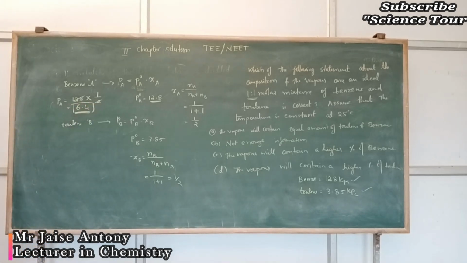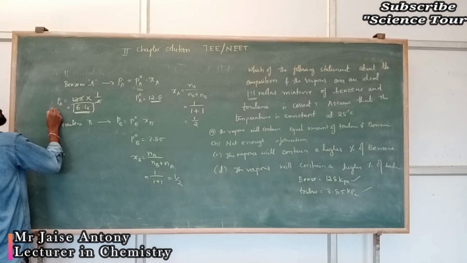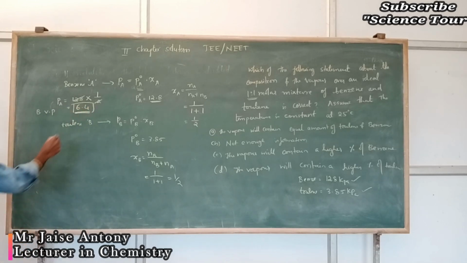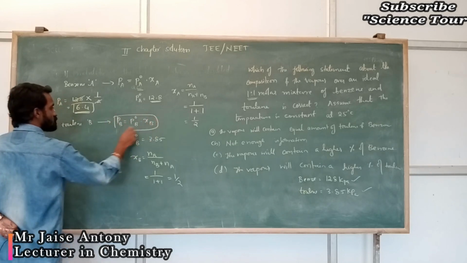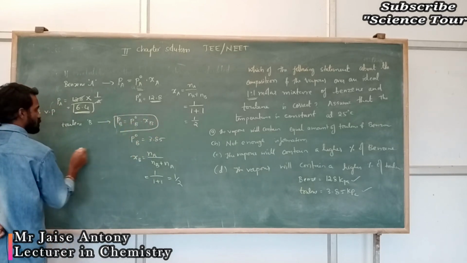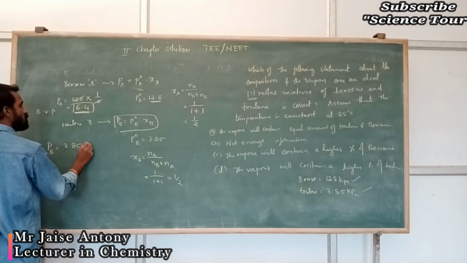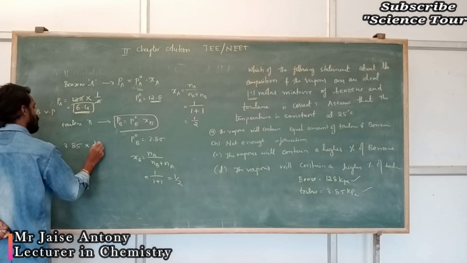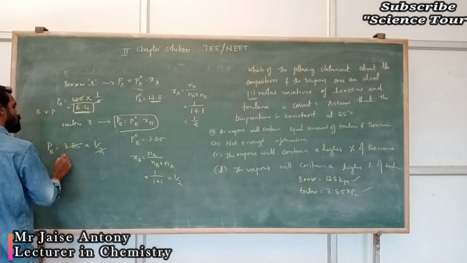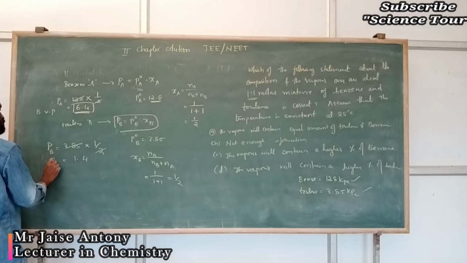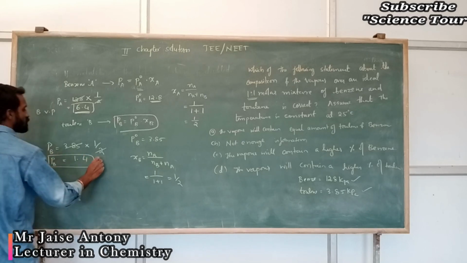6.4. The vapor pressure of benzene is 6.4 by calculation. Here for toluene vapor pressure, this is the formula, so you substitute these values. PB is equal to 3.85 into XB, which is half, and that is 1.4 something. 1.4. That means PB is equal to 1.4, the vapor pressure of toluene.